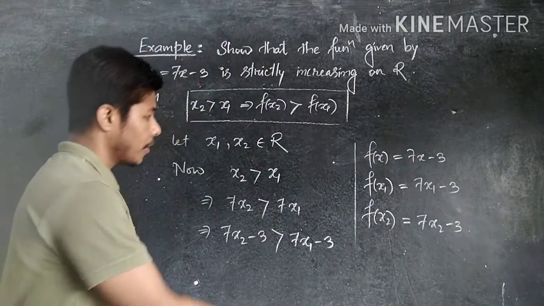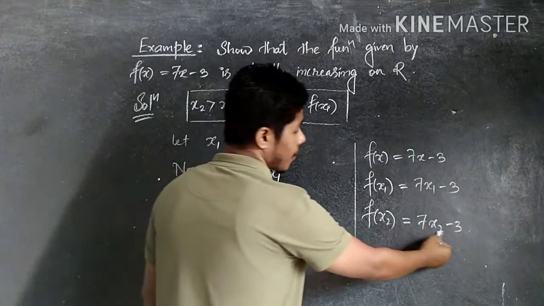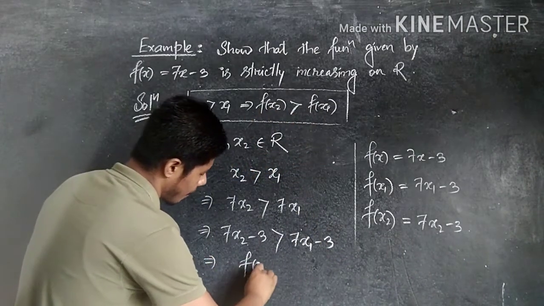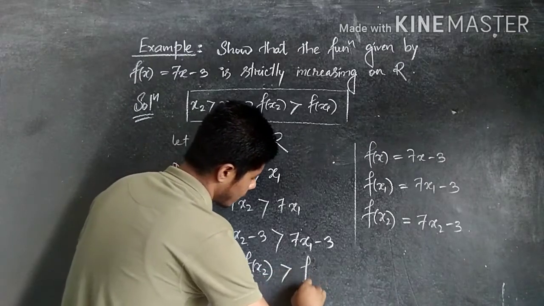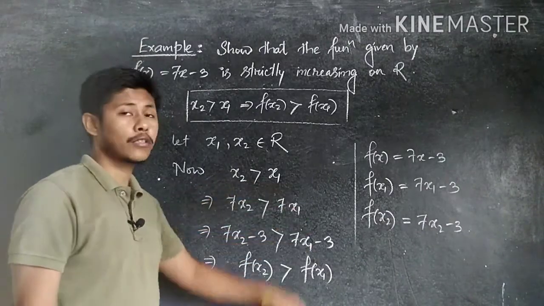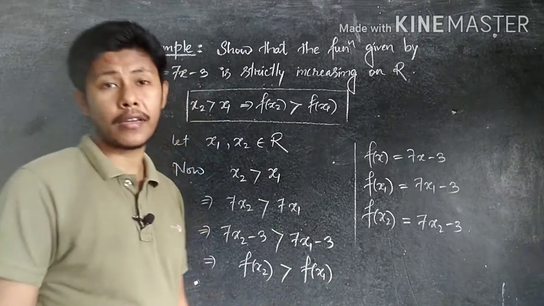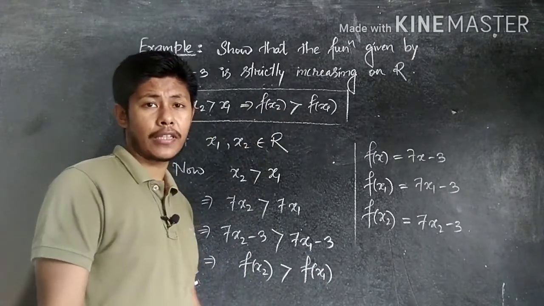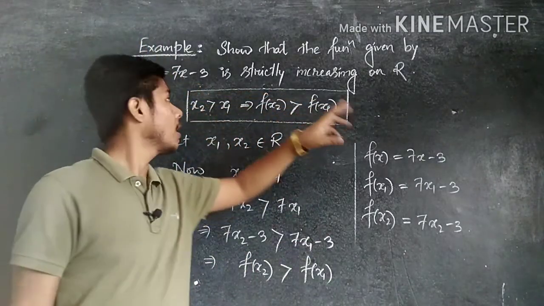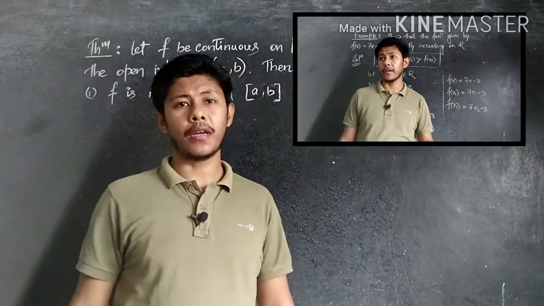Is it clear? So in this case, you see 7x2 minus 3 is already here. In place of 7x2 minus 3, we can put f of x2, and in place of 7x1 minus 3 we can put f of x1. At the start we considered x2 is greater than x1, and finally we get f of x2 is greater than f of x1, which satisfies our condition. So from here we can say that f of x equals 7x minus 3 is strictly increasing on R. Is it clear? Okay, now the next one is here.